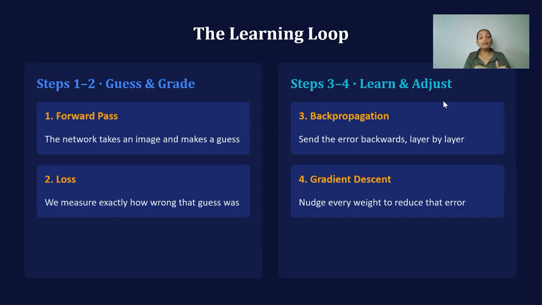Then this same four-step process repeats on the next image and the next, thousands of times per second across an entire dataset, again and again, across what we call epochs. In one epoch, the whole dataset goes through this learning loop once, and that is called one epoch. Many epochs are run in a neural network to get the desired result.